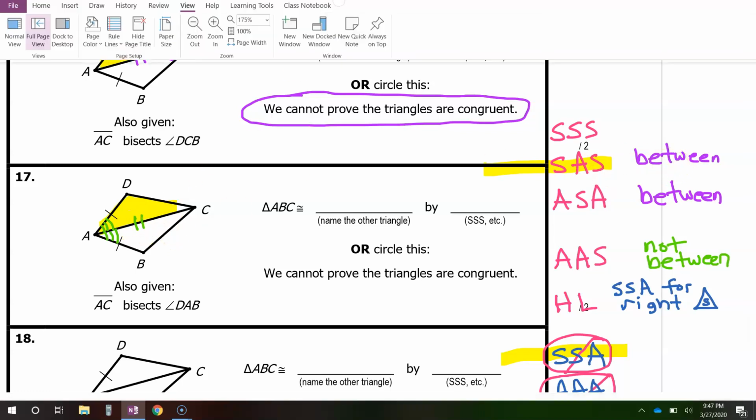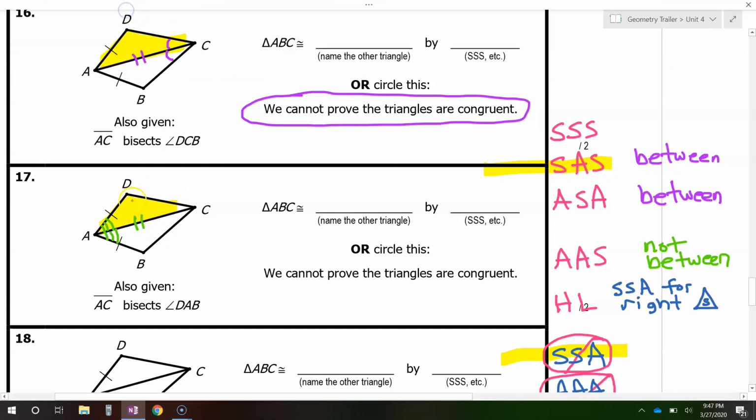Well, let's see. Here's one side that's marked. Here's the other side that's marked. Notice that they meet right here at angle A. And that is the angle that is marked. So the marked angle is between the two sides. That makes this side angle side.